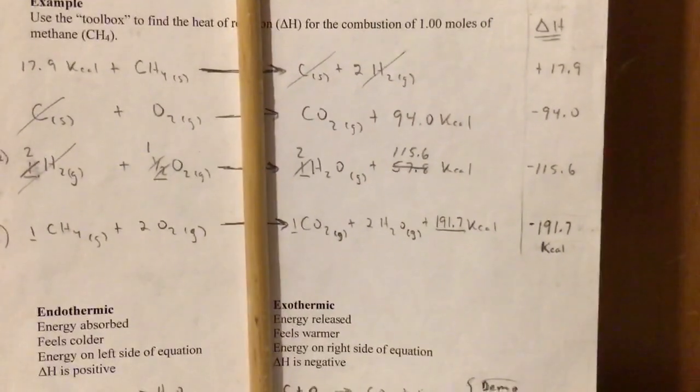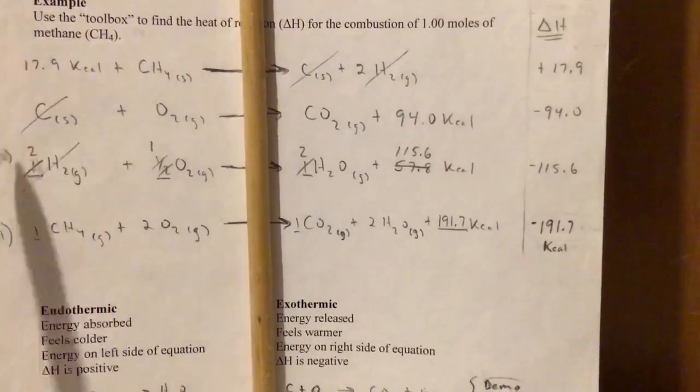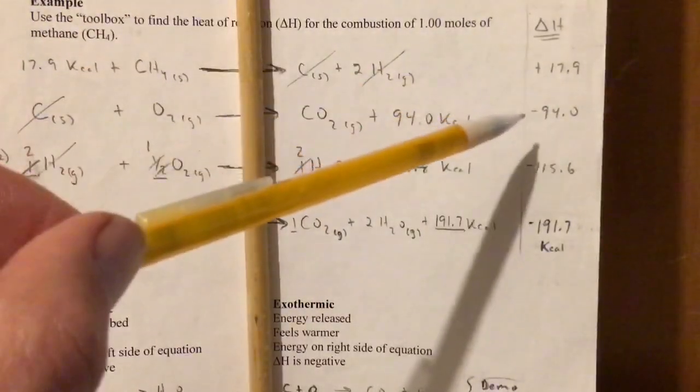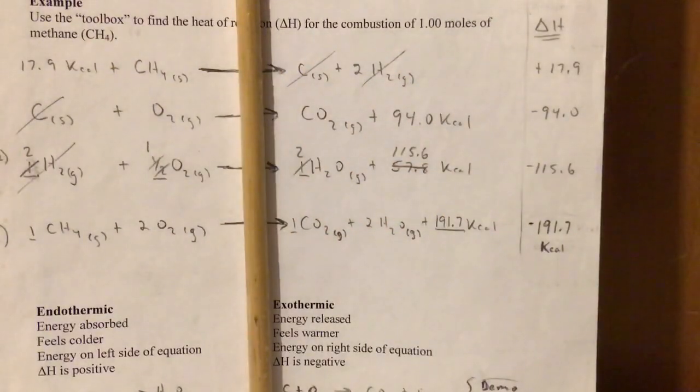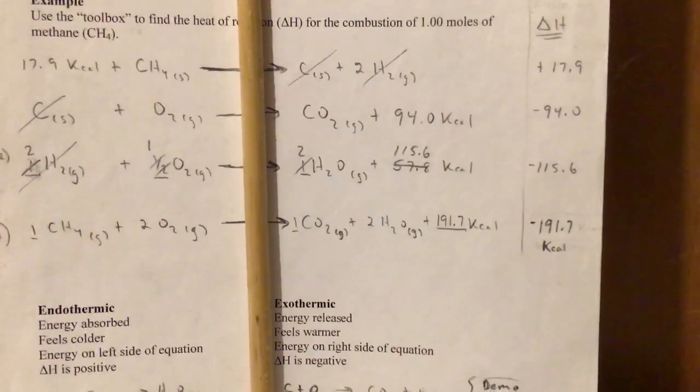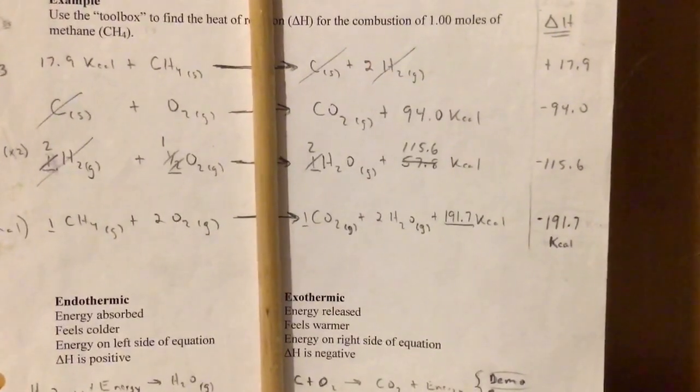I'm just going to slide this over a little bit so you can see the delta H's, and notice delta H is, if it's on the left-hand side, it's positive. On the right-hand side, it's negative. Instead of saying how much energy is gained or lost, I can just say delta H is negative 191.7, and that means I released 191.7 kcals in this reaction, which is what we'd expect in an exothermic reaction.